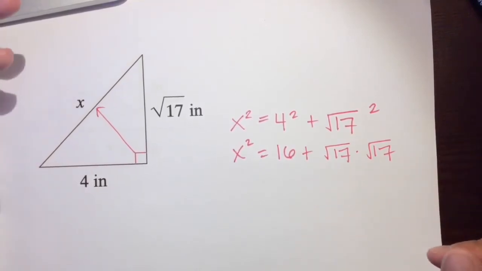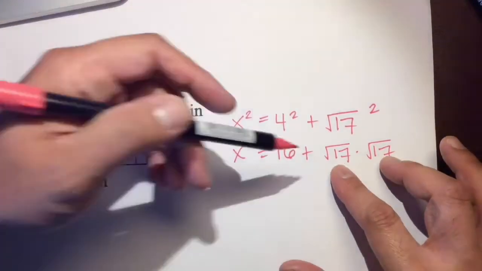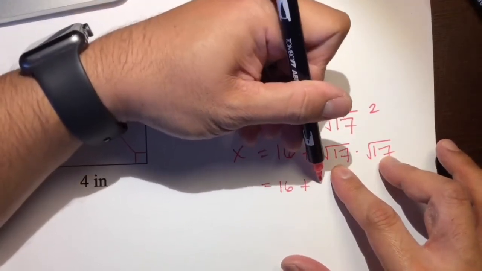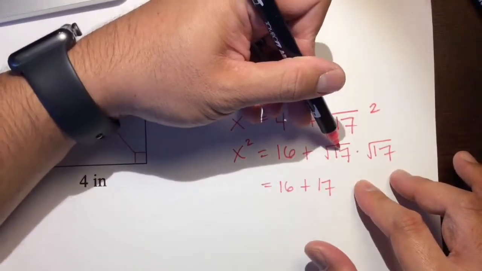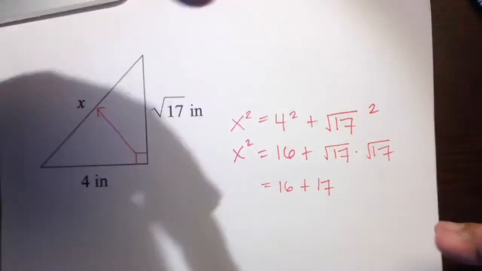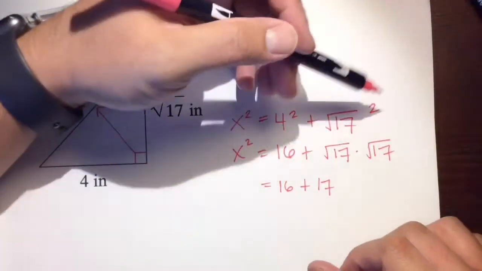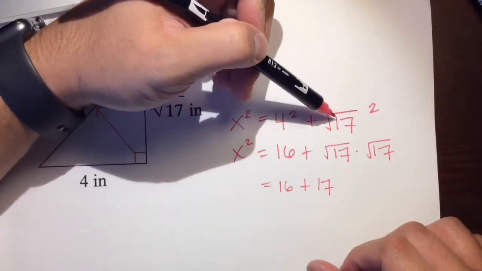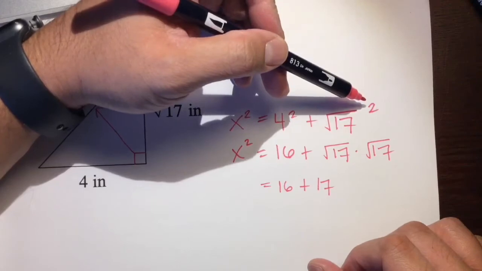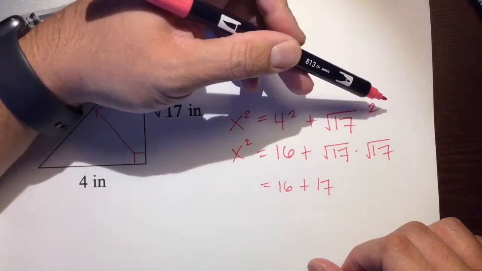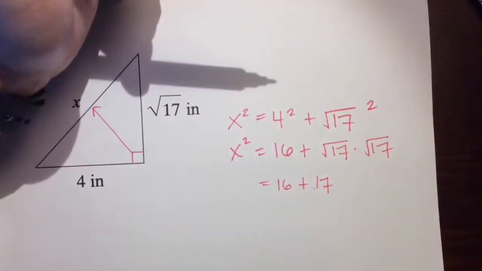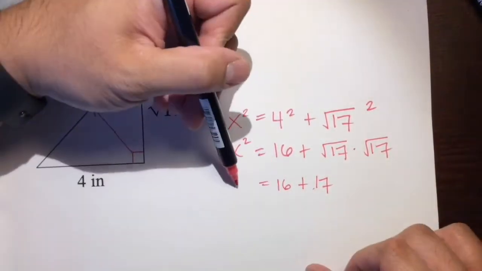But when we square root something, what do we look for? Pairs. And we do have a pair. So this would be really 16 plus 17 because the square roots are the same pair. Or just remember that squares cancel out square roots, or square roots cancel out squares. So that just disappears and it just becomes 17. Or because of the pair, it just becomes 17. Whichever way.